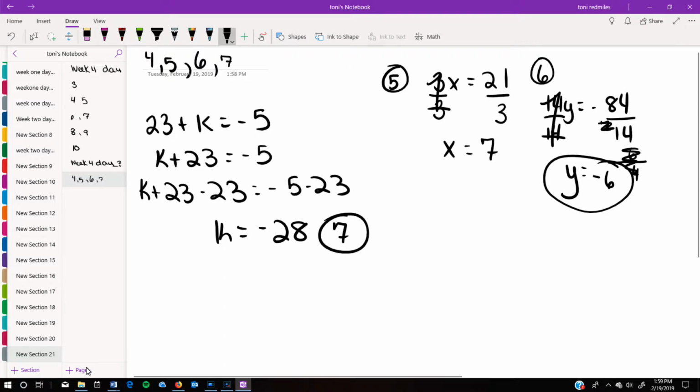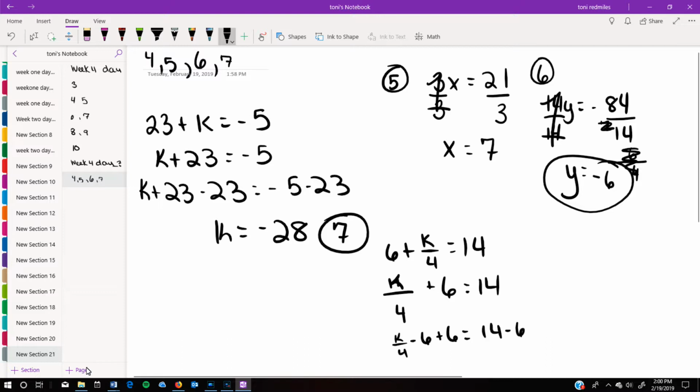Number 7. So I don't like the way this is written. I can rewrite it just as long as everything remains its value. K still positive, 4 still positive, 6 still positive, 14 still positive. 6 is being added to the k, so I'm going to subtract from both sides.